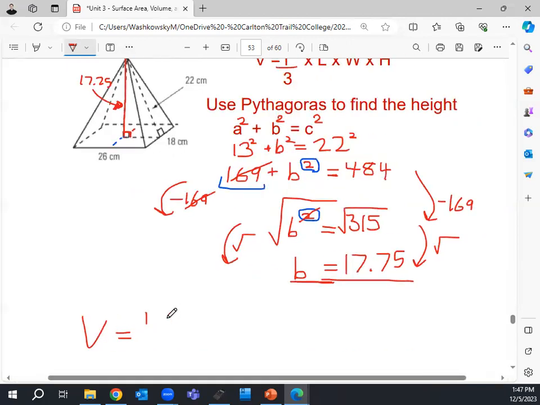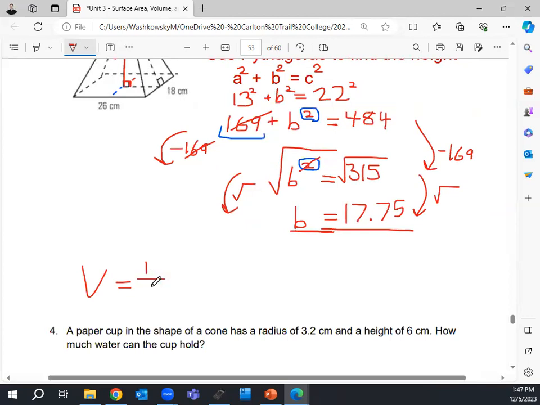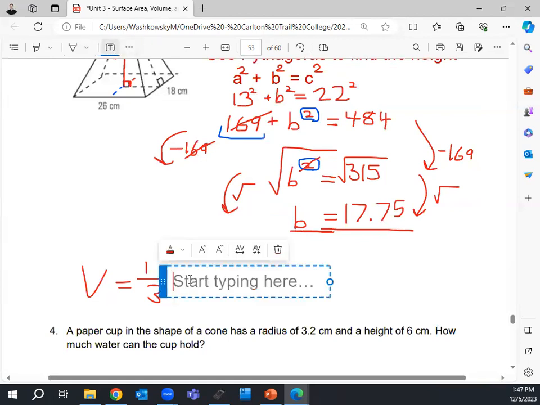We'll zoom in. So a third. What's my length? 26. What's my width? 18. 26 centimeters, I'm just going to type it, times 26 centimeters times 18 centimeters. And now what's my true height? 17.75 centimeters.